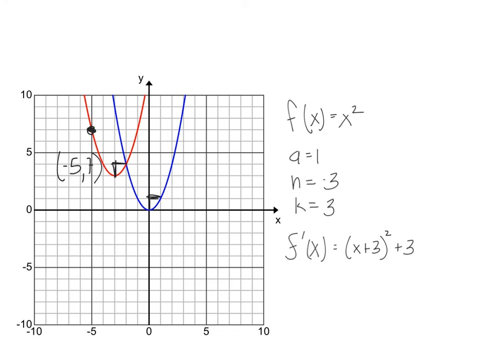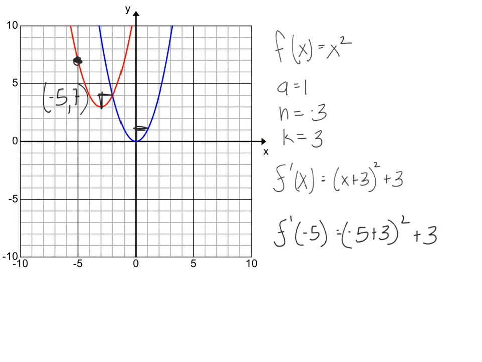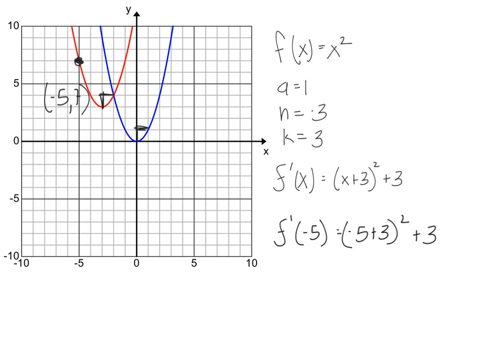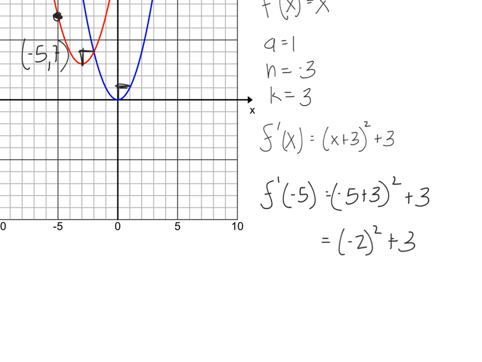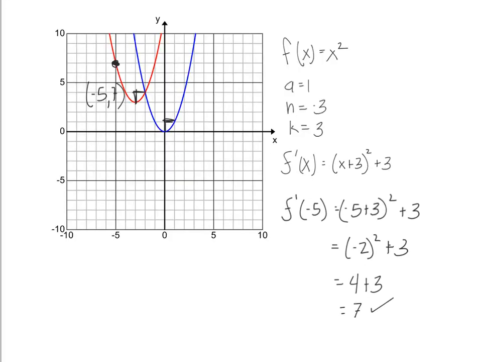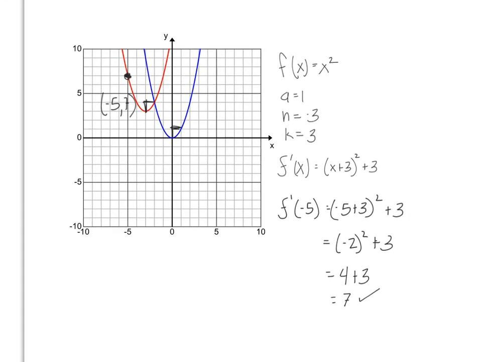So if I plug in a negative 5, negative 5 plus 3 squared plus 3. So I get negative 5 plus 3 is negative 2. So negative 2 squared. Oh shoot. Sorry, bell ring. So now that's negative 2 squared is positive 4 plus 3 gives me 7. And that's what I wanted. So it checks out.